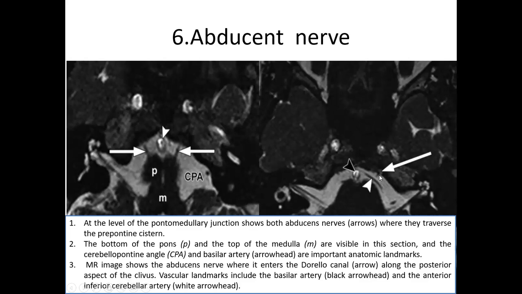So this nerve enters the Dorello's canal, and the anterior inferior cerebellar artery, white arrowhead. This is the anterior inferior cerebellar artery, and this is the Dorello's canal. This is the basilar artery. It originates anteriorly from the pons, traverses through the prepontine system, and enters through the clivus by the Dorello's canal.